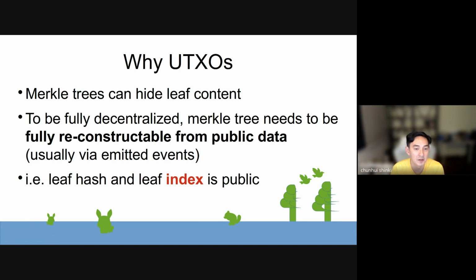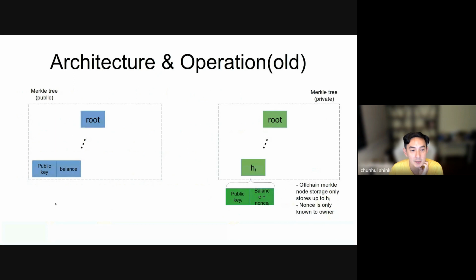This usually comes in the form of emitted events, which means that both the leaf hash itself and the leaf index need to be public. The leaf hash is fine, but as I was going through ideation and thinking about how to build the coins, the leaf index became a problem. I'll explain what the problem is. The coin design that I was proposing has a public tree that contains all the balances, and also a private tree that contains all the balances.